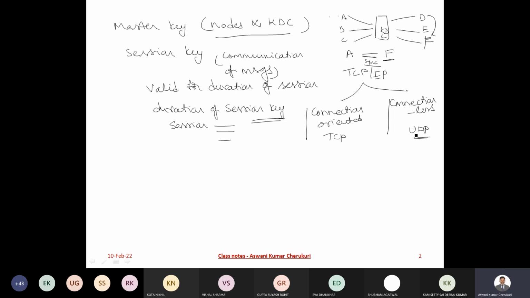And for a connectionless protocol, since it is connectionless, every communication needs a new session key. Every communication. That means from A to F, there is a communication, a session key is needed. F to A, there is a response back, then a new session key is needed. I hope you guys are able to follow what we are discussing. When there is a connection oriented protocol, you can use the session key for multiple connections. When there is a connectionless protocol, you need a new session key for every communication.